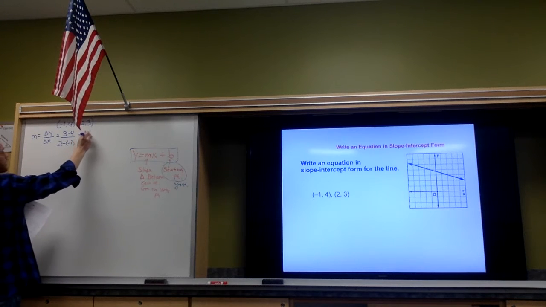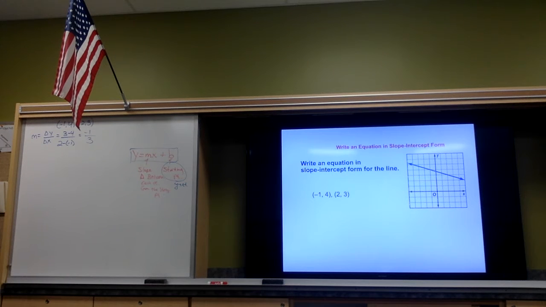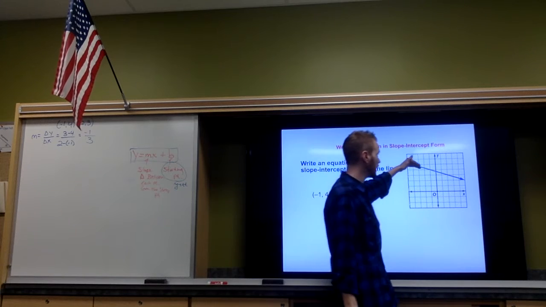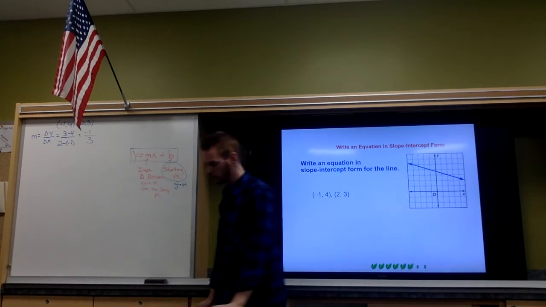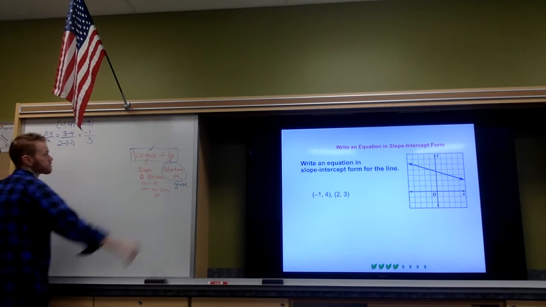So on top, we get negative 1. On the bottom, we get what? 3. Okay, so negative a third. And look at the graph. Does it match? Yeah. So it should be a negative slope graph. Okay, so that's good. That gives us some reassurance we're on the right path. So I got this guy.